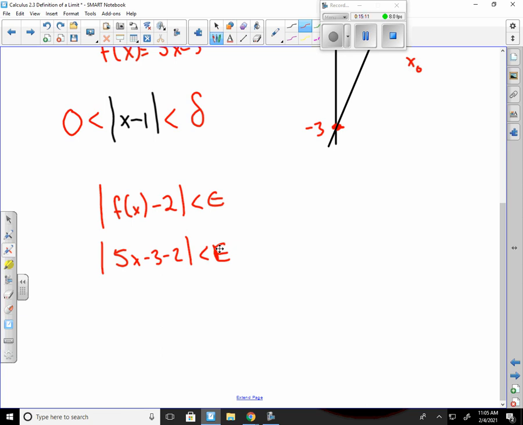So I can take what I have here, which is 5x minus 3 minus 2, and simplify it. That's going to give us the absolute value of 5x minus 5 is less than epsilon. Now, when I look at this 5x minus 5, I can factor out a 5 because there's a 5 in both of these terms. When I factor out a 5, it pulls it out in front of the absolute values, and that's 5 times the absolute value of x minus 1, less than epsilon.